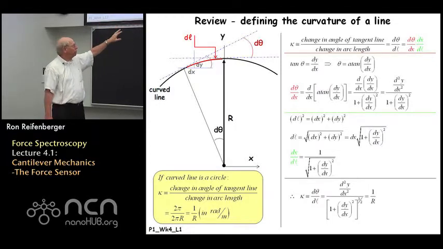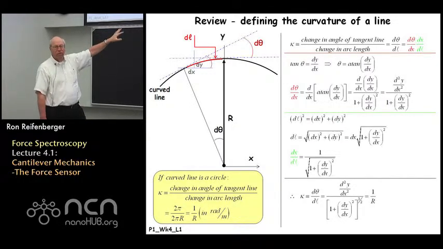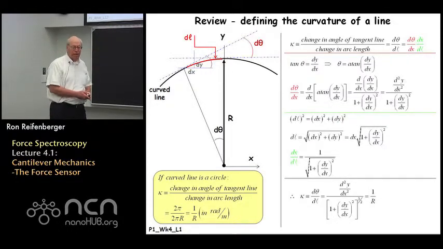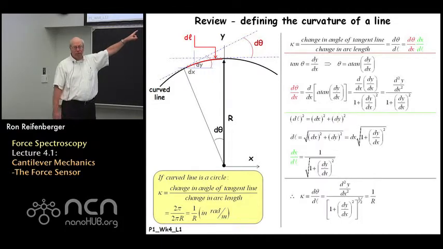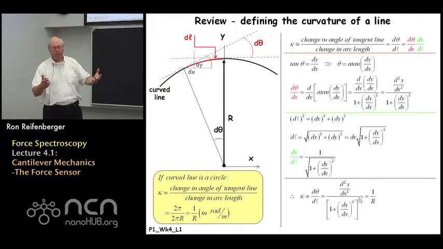The final answer for the radius of curvature at a point on an arbitrary curve can be related back to derivatives of y with respect to x. And so this is a standard result that you probably derived when you took calculus in your freshman or sophomore year in college. So this is the standard definition for the radius of curvature of an arbitrary line at a point. It's related to the derivatives of that line at that particular point.